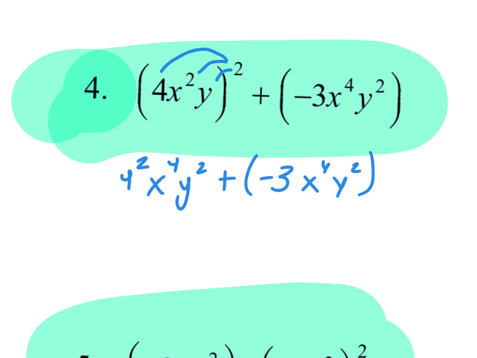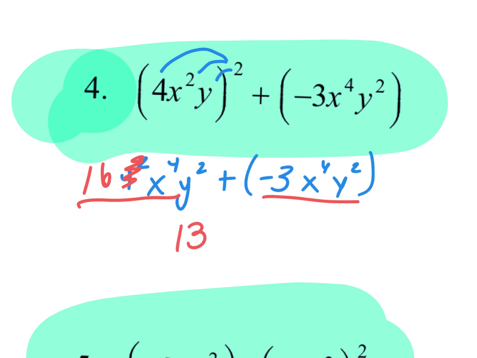What is 4 squared? 16. Guys, I am no longer multiplying. What am I doing with this and this? Adding, or if you want to say subtracting, you can. Can you combine these two? Do they both have the exact same exponents on x and y? Yes. So I have 16 minus 3. What's my total? I have 13.